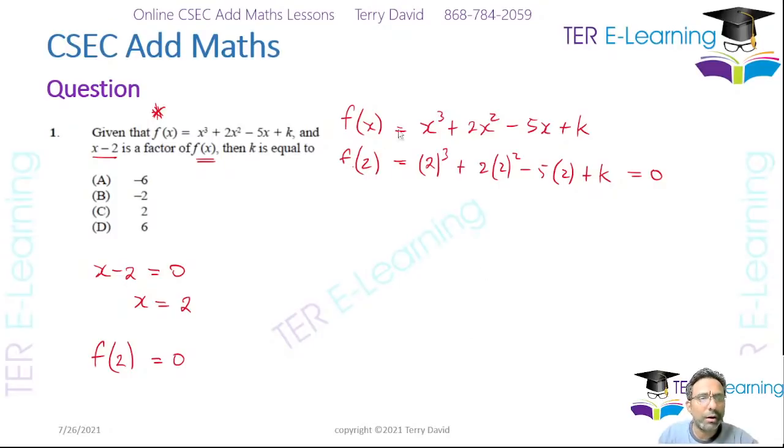Now, what we're going to do here now, so 2 cubed is going to give me 8 plus 2 squared is 4, 4 2s are 8, minus 10 plus k is equal to 0, right? 8 and 8 is 16. 16 minus 10 is going to give me 6. So 6 plus k is equal to 0. Therefore, k is equal to minus 6, right? So that gives us A as the answer for this question here, right?